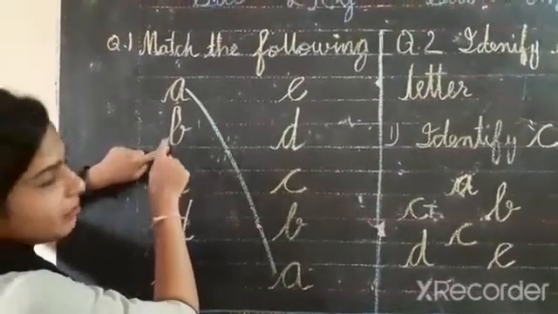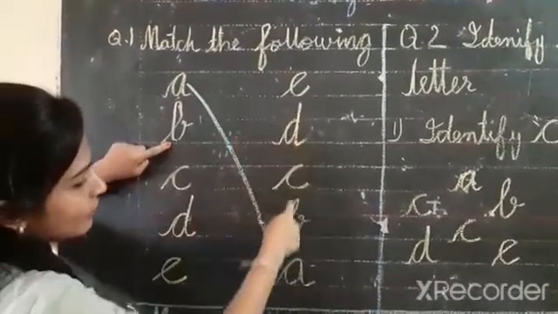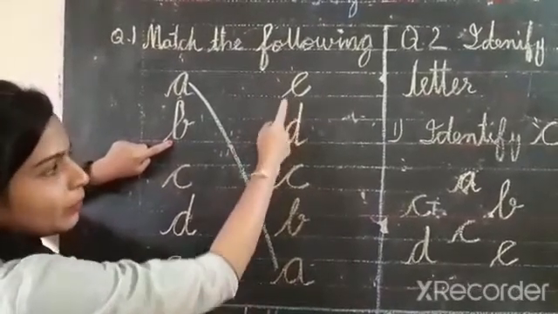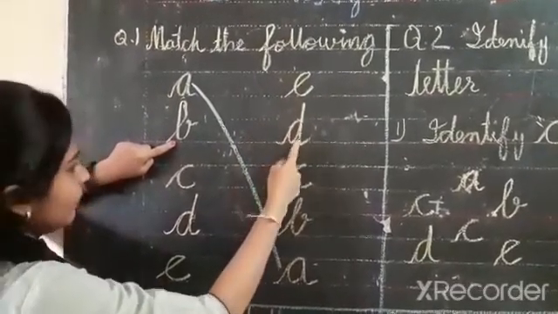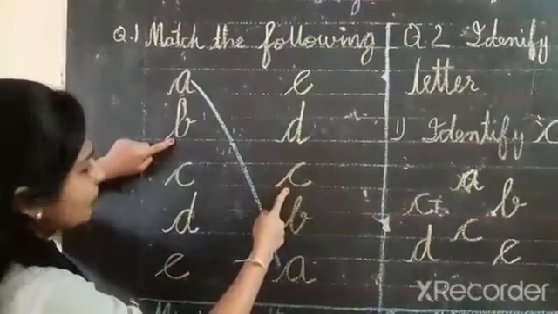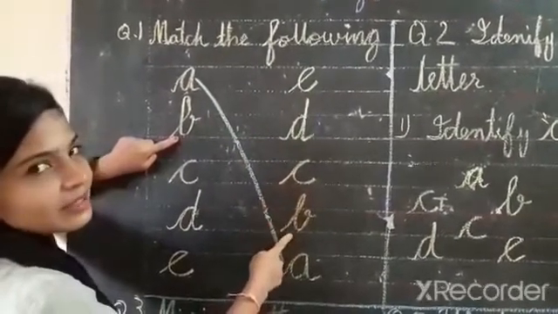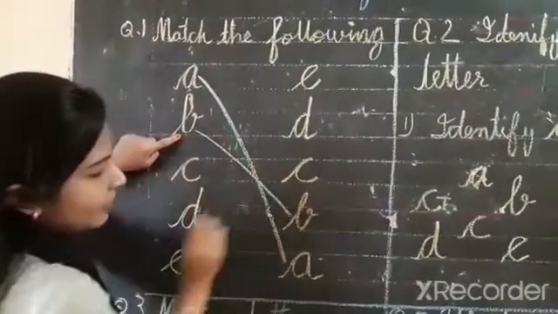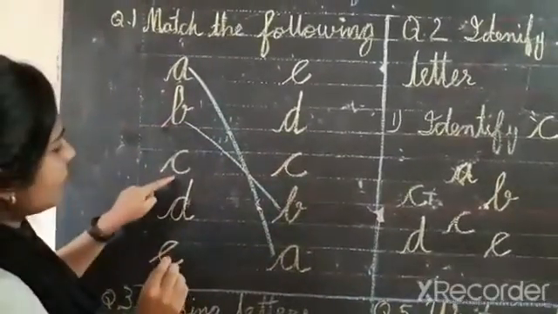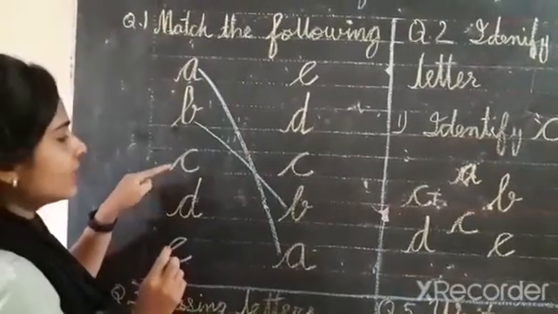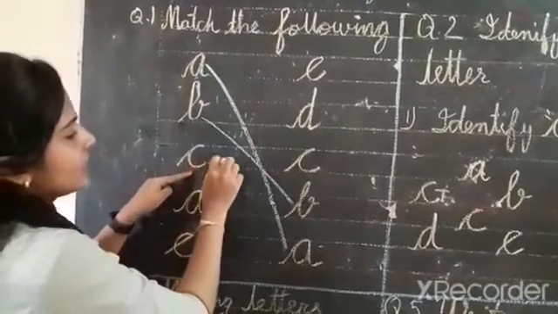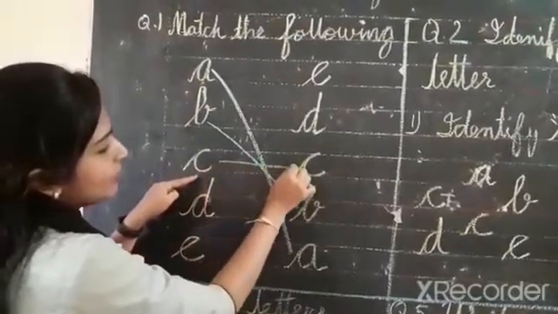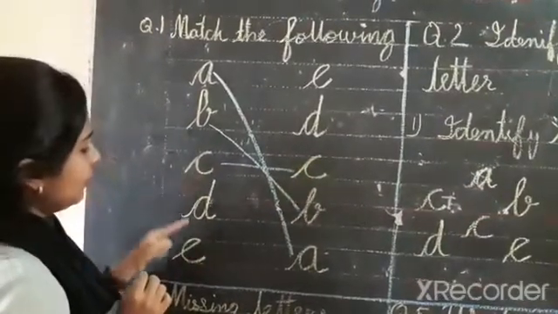Okay, then after, see what is this? This is B. Now can you say where is B? This one is B? No. This is B. So we match here. Understood? Then what is this? This is C. Here also C. So we match here.